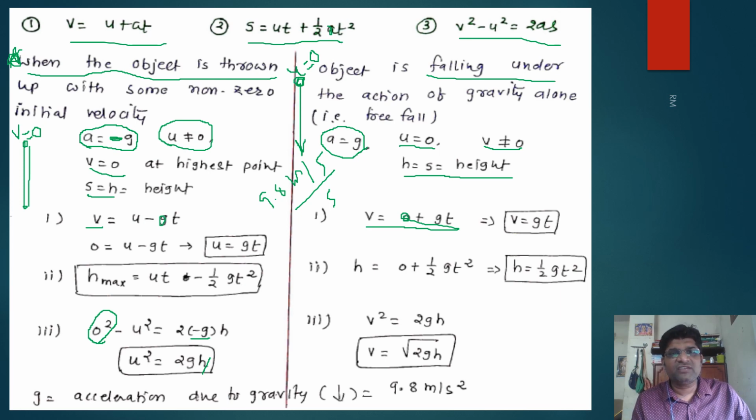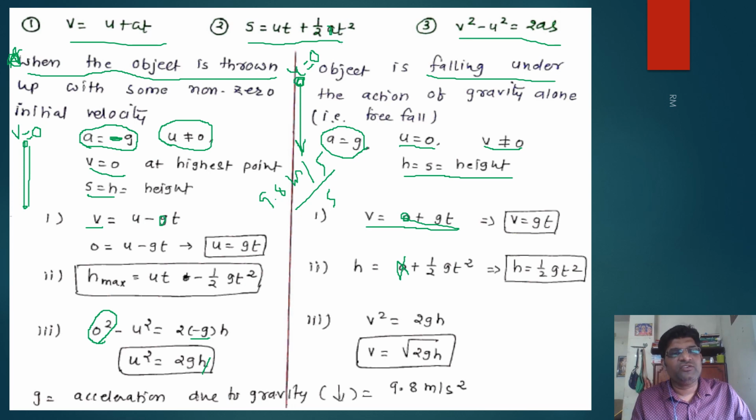Next equation, h is equal to ut plus half at square. You can replace this u by 0 here as well. So h is equal to half gt square. And the last equation is v square minus u square is equal to 2gh. So u is 0, and we have the equation v is equal to under root 2gh. So these are the three equations of motion when the object is thrown up with some initial non-zero velocity, or when the object is falling down under the action of gravity alone, right?